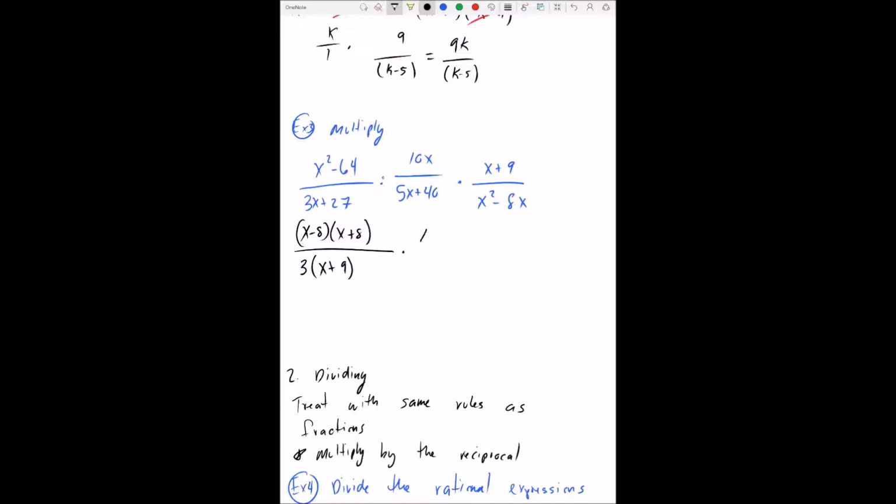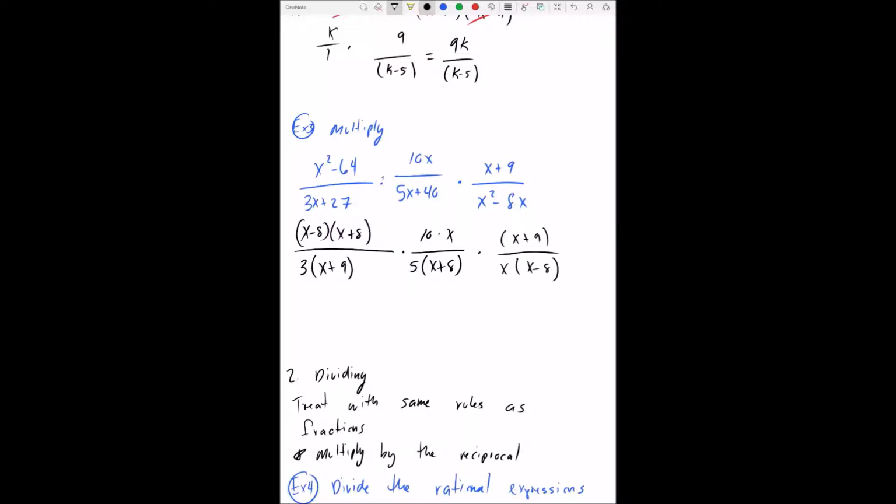And for 10x, it's just 10 times x. And for 5x plus 40, they have a 5 in common. So we can do x plus 8. And x plus 9, go ahead and put that in parentheses. And for x squared minus 8x, we can take an x out. So we'll have x minus 8.